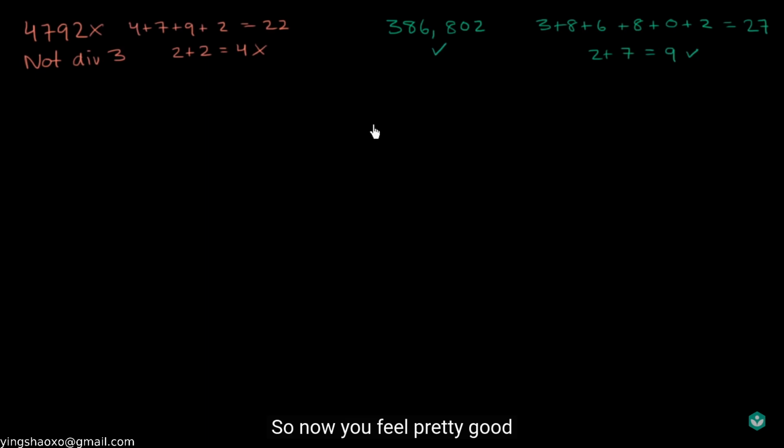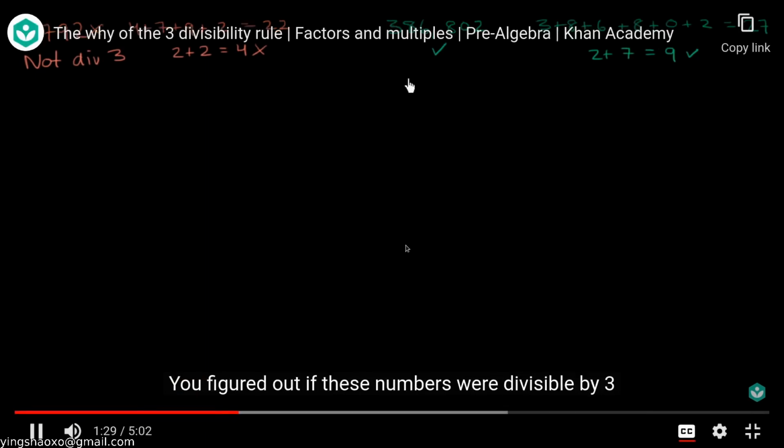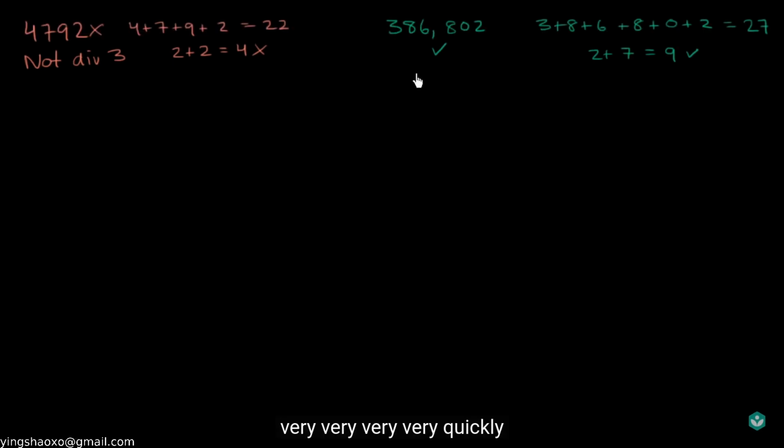And so now you feel pretty good. You've helped 2 perfect strangers with their emergencies. You figured out if these numbers were divisible by 3 very quickly, but you have a nagging feeling because you're not quite sure why that worked. You've just kind of always known it. And so let's think about why it worked.